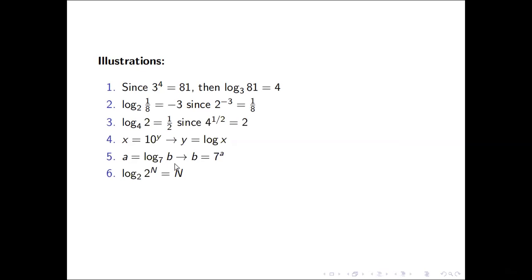Okay, let's evaluate this. Of course, I already wrote the answer. But what's the logarithm of 2 to the n to the base 2? It's n. Why? Since the logarithm and the exponential are inverses, we are simply undoing the operations here. So we get back to n. Notice this is exponential base 2. This is logarithm base 2. So you undo what you have done first. So you get back to n.